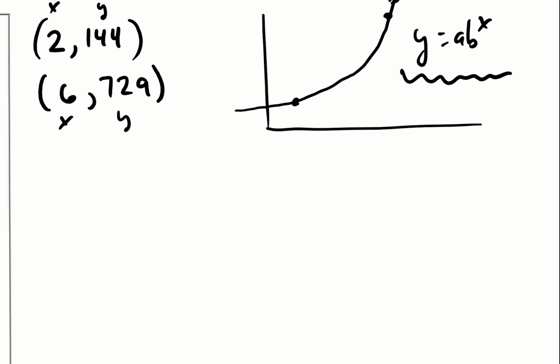And I'm going to use these two different values to write two different equations. So the first equation I'm going to write down is, you can see the top one there, y is 144. So I'm going to write 144 equals a times b to the second power. So I've just replaced y with 144 and x with the number 2. And the other equation I have is 729. Y is 729, and that's going to equal a times b to the 6th power.